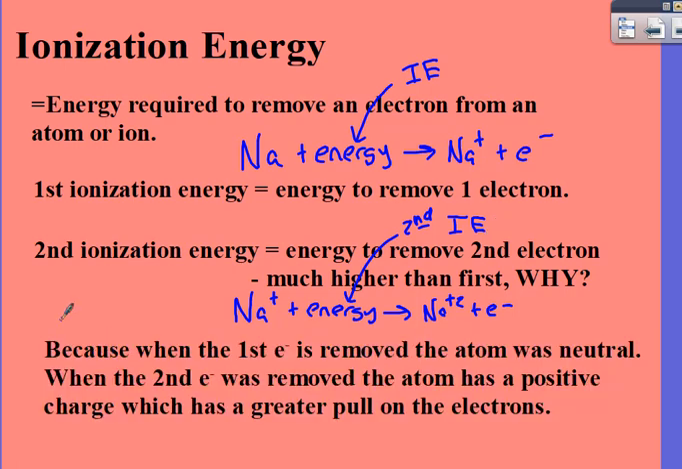If you said because when the first electron is removed, the atom is neutral. But when the second electron was removed, the atom was an ion which had a positive charge. That positive charge is going to have a greater pull on the electrons because the second electron is closer to the nucleus. It's actually a core electron. So it's always going to require more energy to remove the second electron because of that positive charge. I have more protons to electrons.